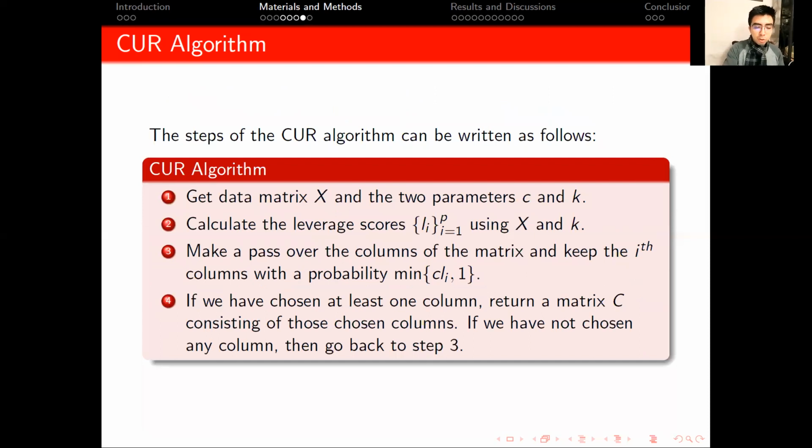Therefore, the steps of the CUR algorithm can be written as follows. 1. Get the data matrix X and the two parameters C and K. 2. Calculate the leverage scores using X and K. 3. Make a pass over the columns of the matrix and choose each column with probability the minimum of C multiplied by the leverage score, and 1. If we have chosen at least one column, return a matrix C consisting of those chosen columns. If we have not chosen any column, then go back to step 3.